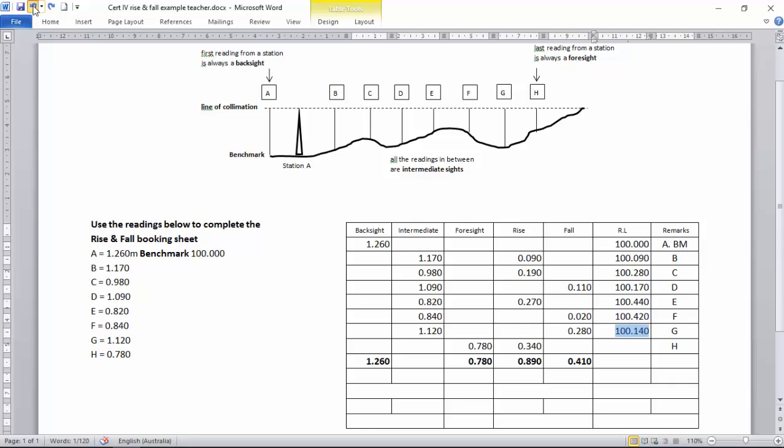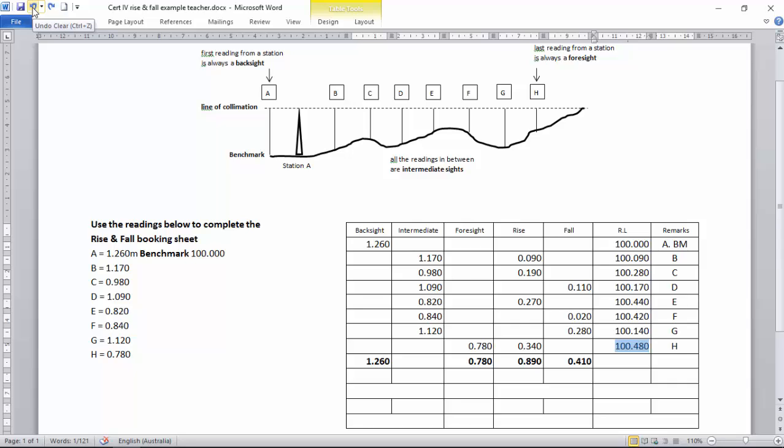Okay, there we go. And then that's actually completing our booking sheet. But then we have to check to see we haven't made any mistakes, because it is very easy to make mistakes. One, you can put a figure in the wrong column, or two, you might do your rise and fall incorrectly. You might do your addition and your subtractions incorrectly.